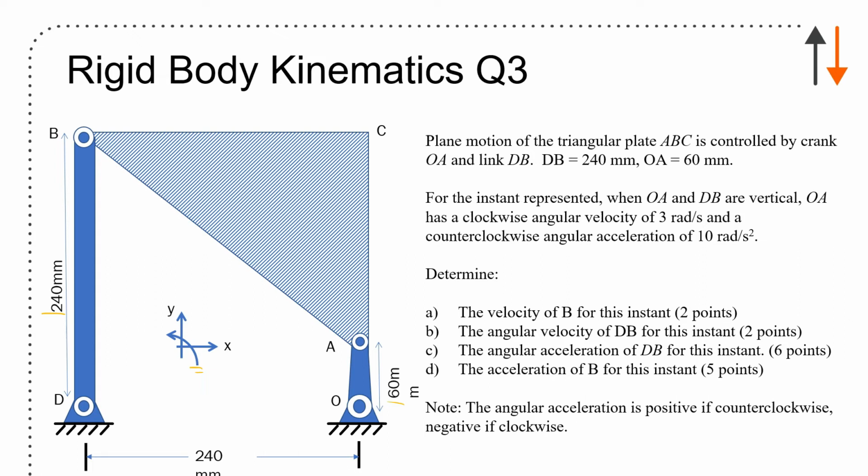Those axes are really important, even though you might know it absolutely perfectly. Draw the axes. Always draw the axes. If you get them on a problem, even better. Find the velocity of B at this instant, the angular velocity of DB at this instant, the angular acceleration, and the acceleration of B. The angular acceleration is positive if counterclockwise, negative if clockwise. Okay, and again, this is sort of what we've defined here.